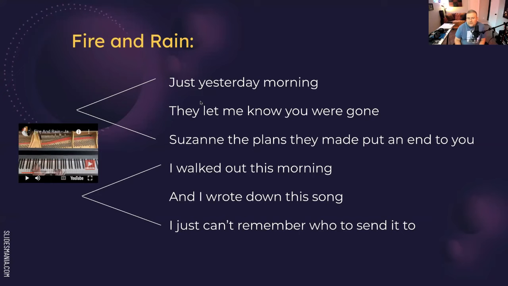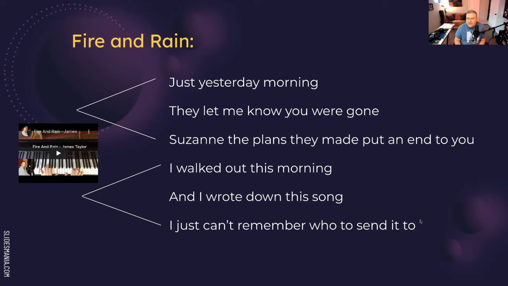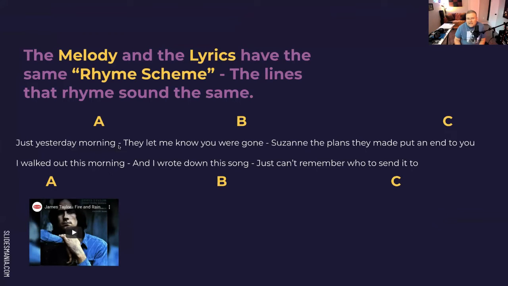So as you could see, there's basically a 6-line verse here. So you have the "just yesterday morning" rhymes and has the same melodic motif as "I walked out this morning." "They let me know you were gone" has the same motif melodically, and it rhymes, gone and song. And then you also have the "I just can't remember who to send it to," which rhymes with this line as well and has a very similar melody pattern as well. So it's basically A, B, C for this verse. And that's the same rhyme scheme and melodic scheme.